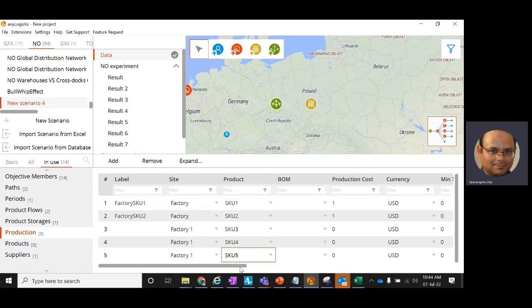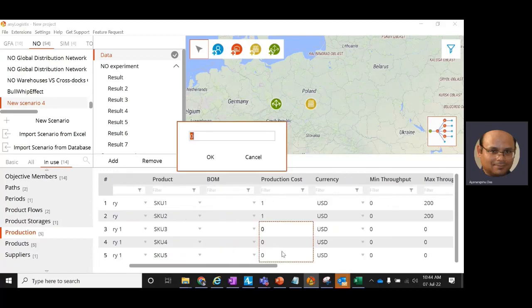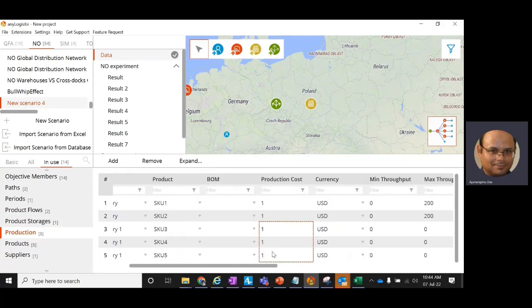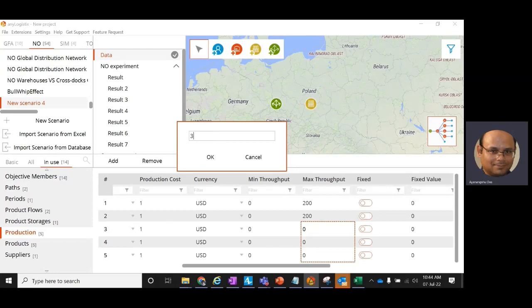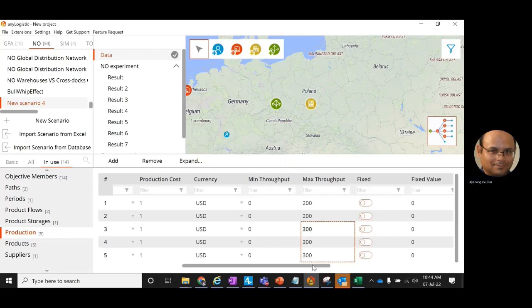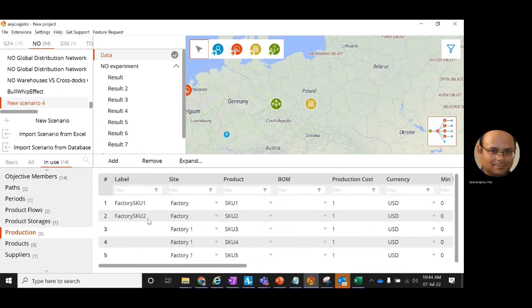And then we can select all of them together and specify the production cost as we want. And for maximum throughput, we can say that the maximum throughput is 300 machines. Similar to what we did before, we will label them as factory 1 SKU 3, factory 1 SKU 4, and factory 1 SKU 5.